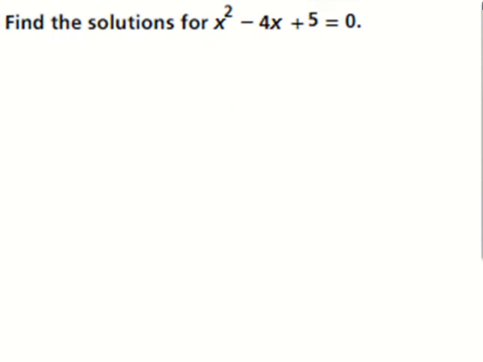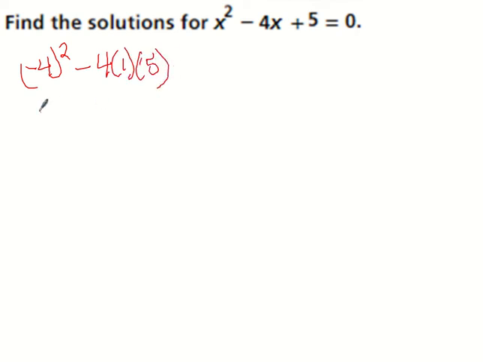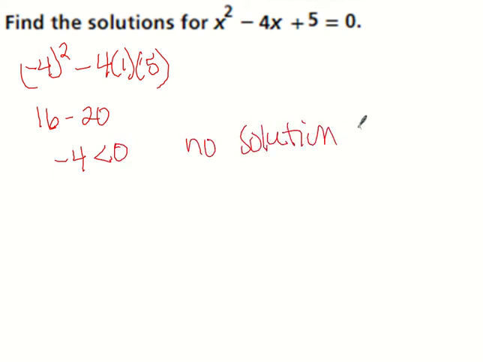All right. Last one, find the solution. So negative 4 squared minus 4 times 1 times 5. We get 16 minus 20. That is negative 4, which is less than 0, so there is no solutions. That means this is floating above the x-axis.